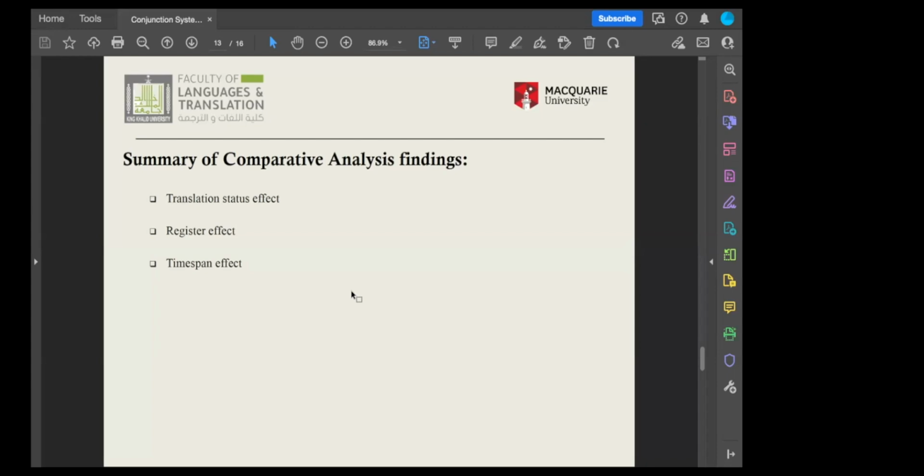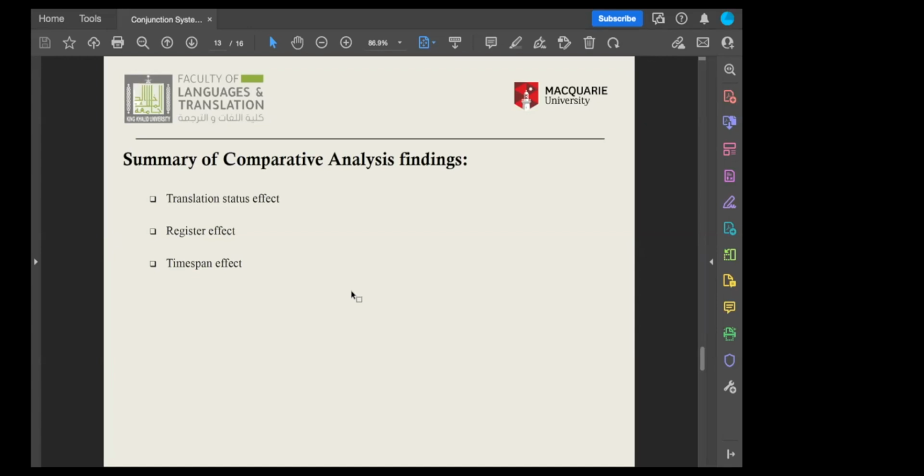Regarding the last item, the time effect, once again, time span shows limited effects on the overall frequency of connectives. However, the analysis of logico-semantic relations shows significant effects, such as for the addition relation, in which period one texts in original Arabic use additive items much more than period two. That means there is a decrease in using the additive relation, where the opposite is the case in translated Arabic.